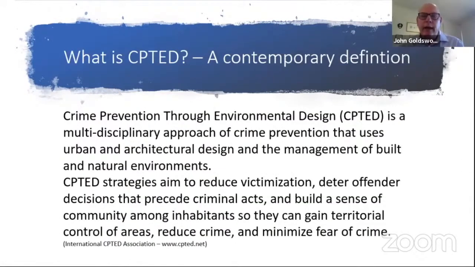Dr. Jerry introduced some of the history of CPTED and how it came about and some of the early definitions. The contemporary definition of CPTED comes from the International CPTED Association. Essentially, crime prevention through environmental design is a multidisciplinary approach to crime prevention that uses urban and architectural design and the management of built and natural environments. CPTED strategies aim to reduce victimisation, deter offender decisions that precede criminal acts, and build a sense of community amongst inhabitants so that they can gain territorial control of areas, reduce crime, and minimise their fear.